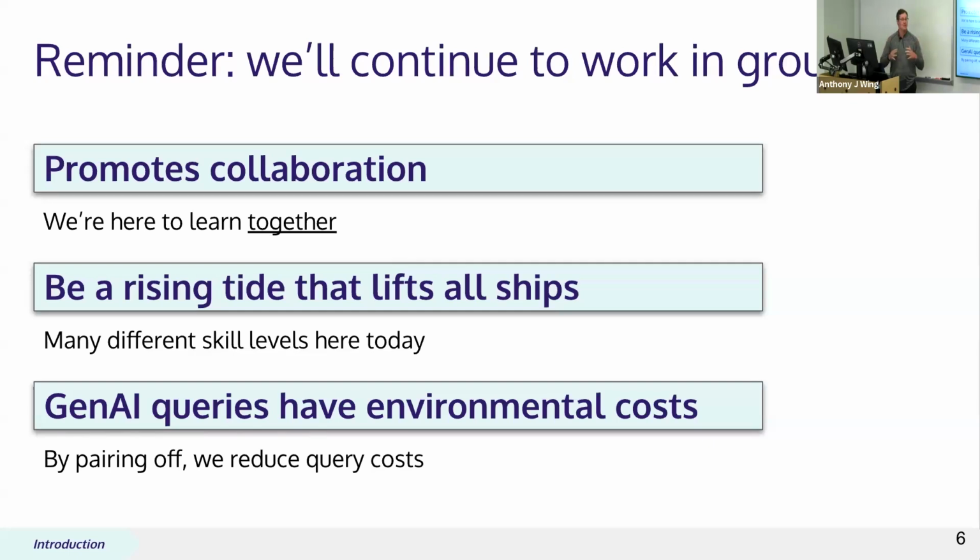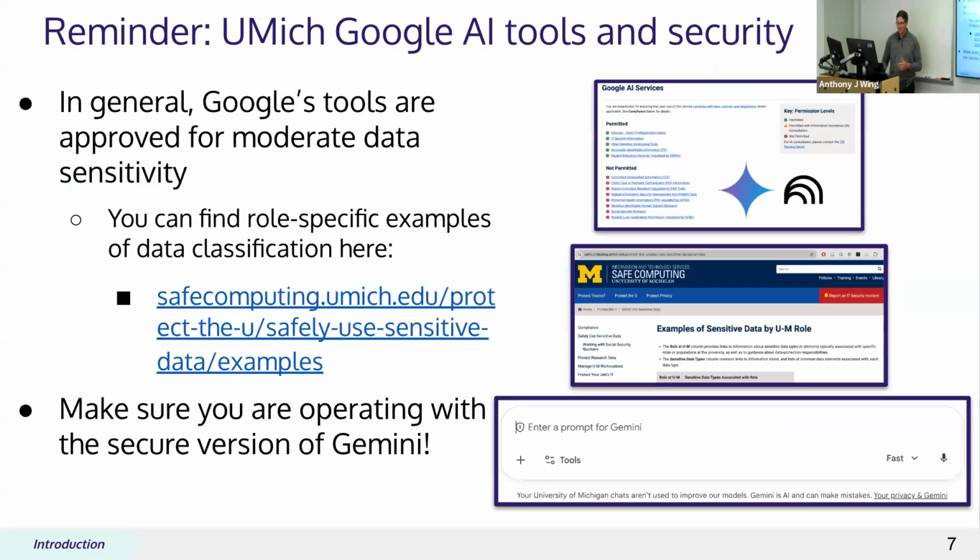There are definitely going to be some people in here with a lot more experience with AI and some that are still kind of learning it. So if you can help, please do. And then finally, Gen AI queries do have environmental costs, right? So if we are doing work as a group, then we will be cutting down on those costs by running fewer prompts and receiving fewer outputs.